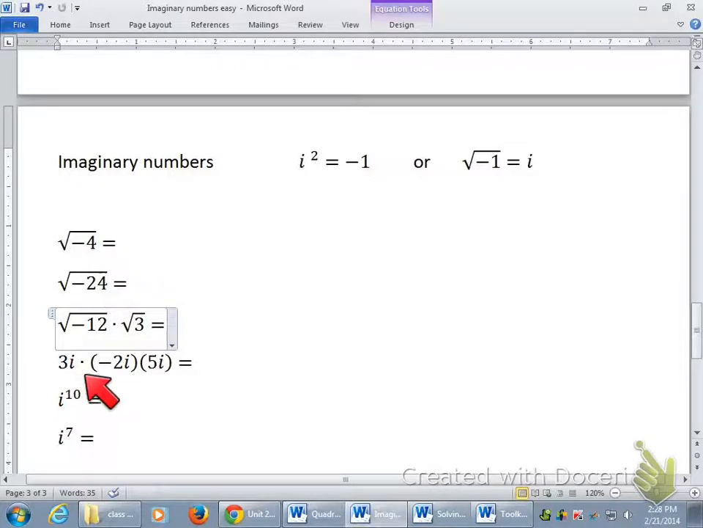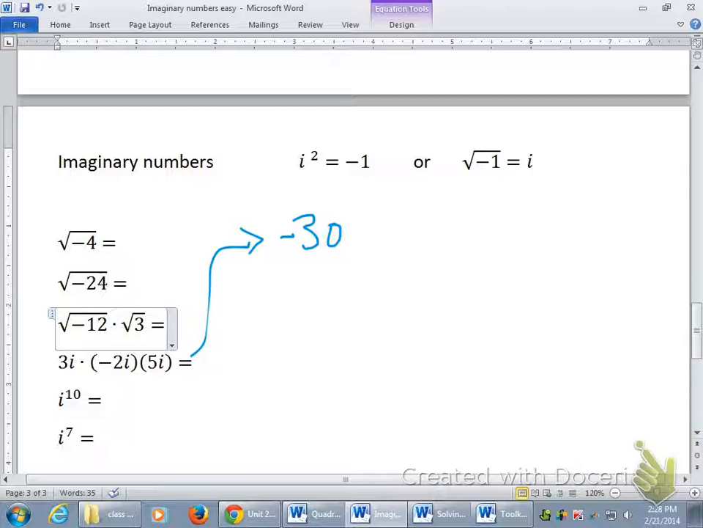3i times negative 2i times 5i. It's multiplication, right? So there's no combining like terms. It'd be multiply. So how about 3 times negative 2 times 5? Does that make sense? What's 3 times negative 2 times 5? Negative 30, right? Maybe you said it, maybe I just didn't hear you. Negative 30.